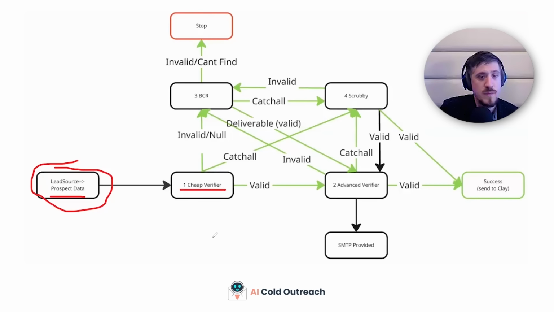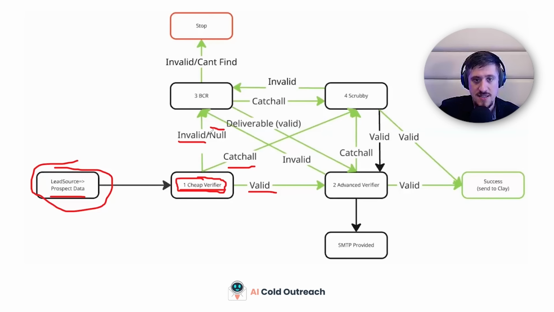So first, assuming we already have an email address, we first try to validate it with a cheap verifier. For us, the cheap verifier we use is MillionVerifier. And depending on what it gives us, if it says it's valid, it's a catch-all email, or an invalid email, we go down these different paths.